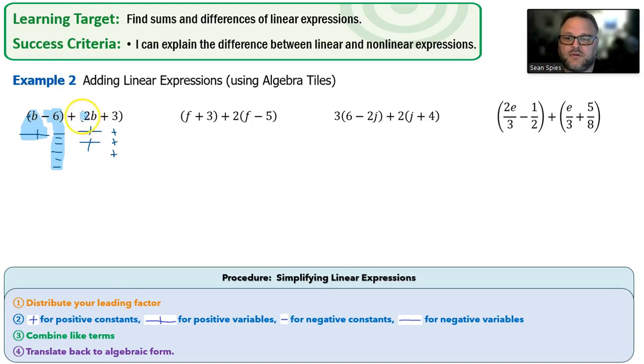Then I have 2 positive b's. Well, b is a variable, so I do a long plus sign, and I have 2 of them, so I do 2. And lastly, I have the positive 3, so I wrote down 3 positives. By doing this, it allows me to kind of regroup.